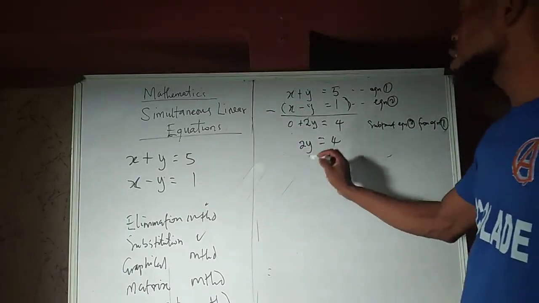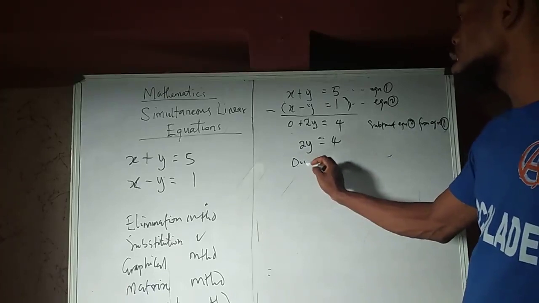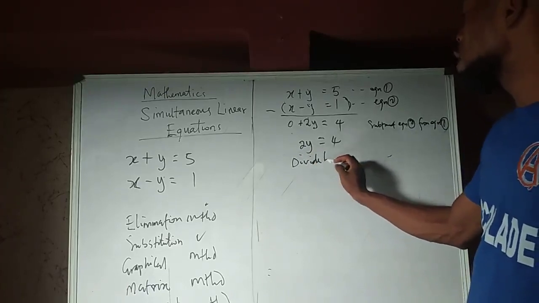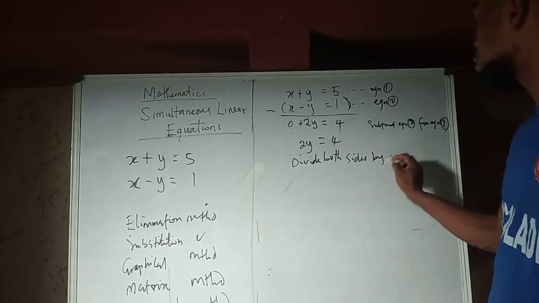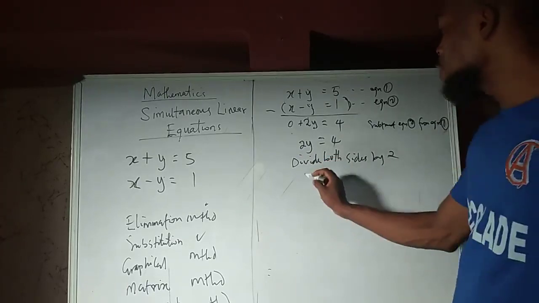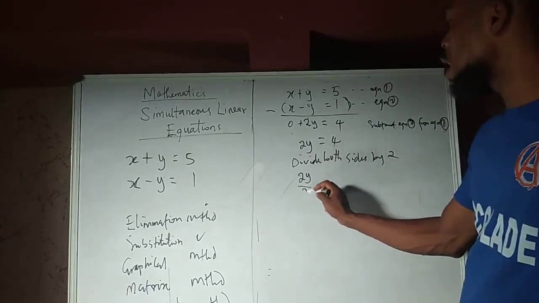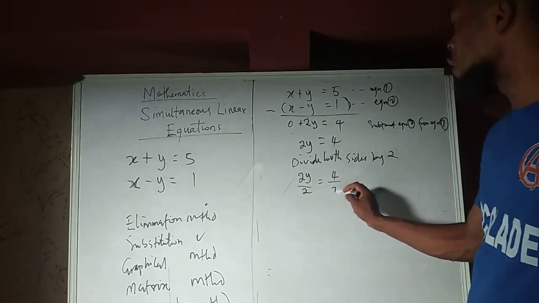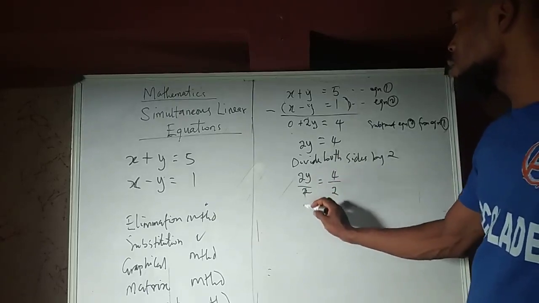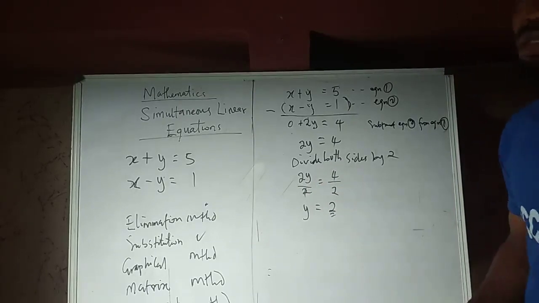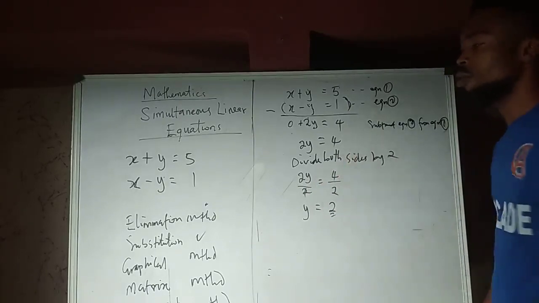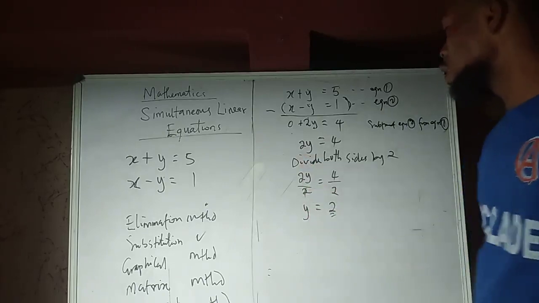So what do we do in this case? Of course, at this point in this lesson, you should know that we have to divide both sides by 2. So when we divide both sides by 2, we have 2y over 2 equals 4 over 2. 2 will cancel 2 here, and we are left with y equals 4 divided by 2, which is 2. So with this, we have gotten the first value.